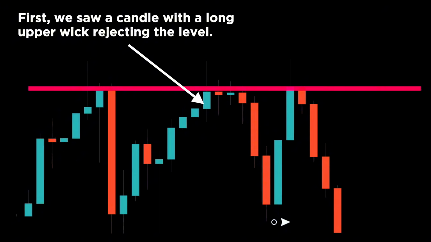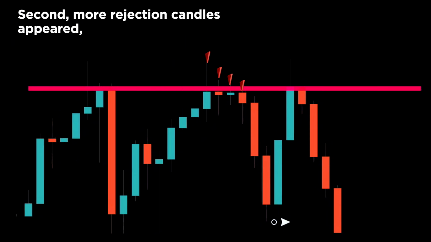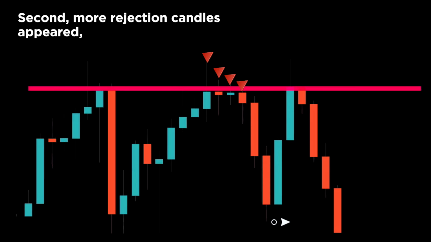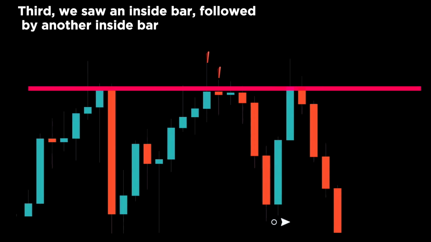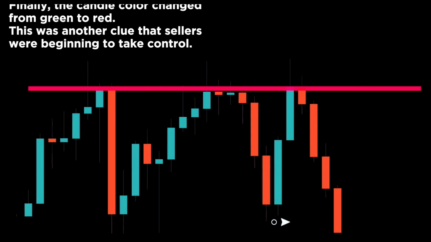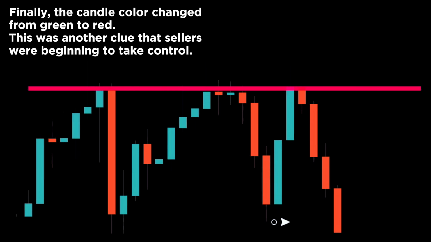First, we saw a candle with a long upper wick rejecting the level. Second, more rejection candles appeared. Third, we saw an inside bar, followed by another inside bar. Finally, the candle color changed from green to red. This was another clue that sellers were beginning to take control.